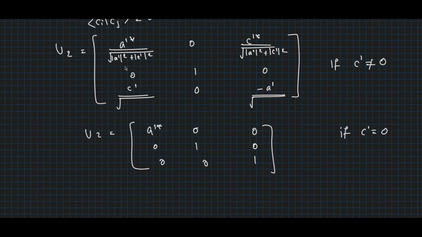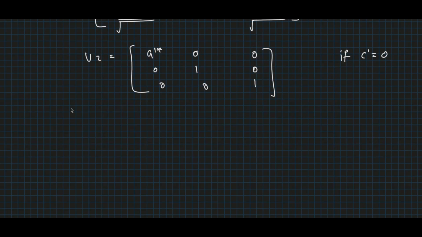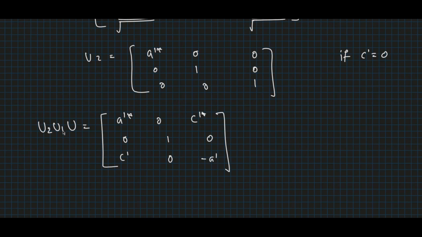Now since the root of a' square plus c' square is 1, this whole root value would be equal to 1. Therefore, U2 U1 U would be equal to a'*, since the root is 1, 0, c'*, 0, 1, 0, c', 0, minus a', into, now we know U1 U already has the values a', d', g', 0, c', e', f', h' and j'.